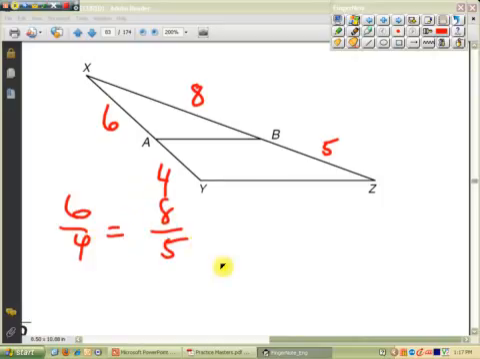If those two are equal, then this is always true. So this is either a yes or no answer. Well, if you divide these, you'll see that these are not equal. So this answer is a no, because 6 over 4 does not equal 8 over 5.